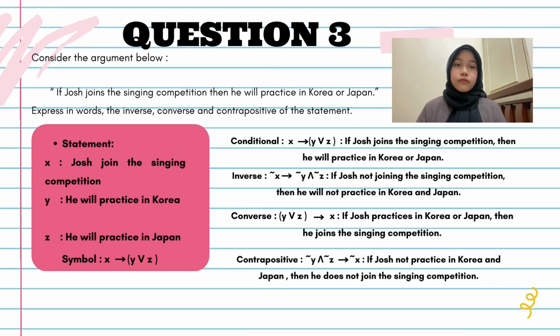Next, the symbol for the inverse statement is not X implies not Y and not Z. If Josh does not join the singing competition, then he will not practice in Korea and Japan. Next, the symbol for the converse statement is Y or Z implies X. If Josh practices in Korea or Japan, then he joins the singing competition. And the last one, the symbol for the contrapositive statement, is not Y and not Z implies not X. If Josh does not practice in Korea and Japan, then he does not join the singing competition.